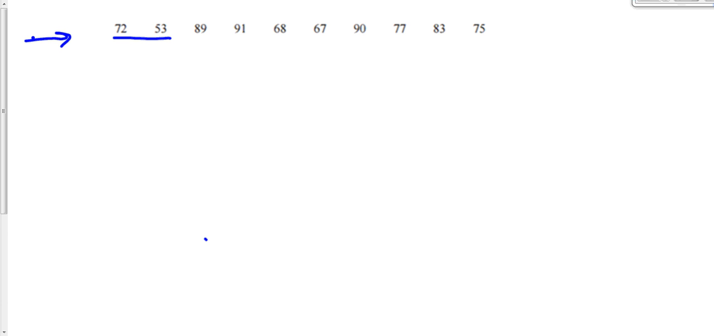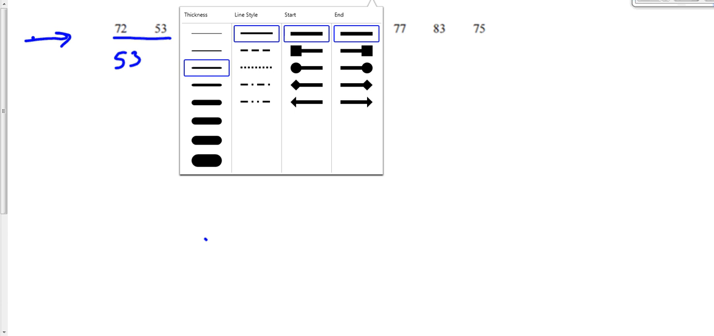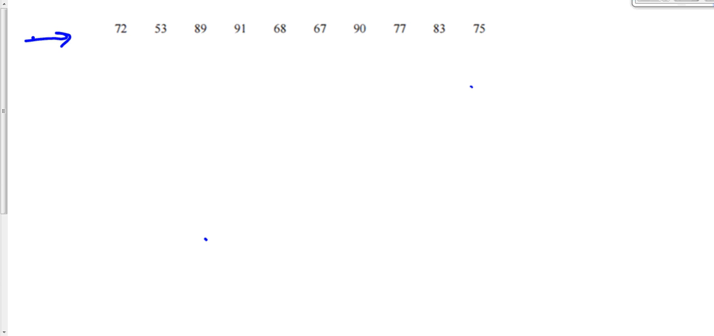So we compare 72 and 53, and if 72 is bigger, then we swap it, and it is in this case. So therefore 53 is going to go there. We compare 72 and 53, so 53 is going to go there, and 72 will now be in this spot. So we compare 72 and 89. 72 is going to be smaller, so that goes there.